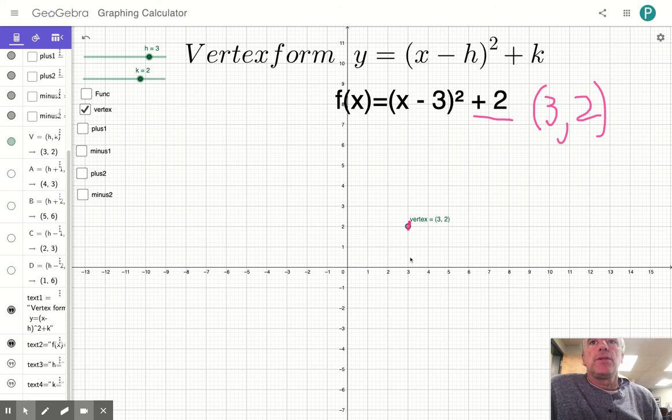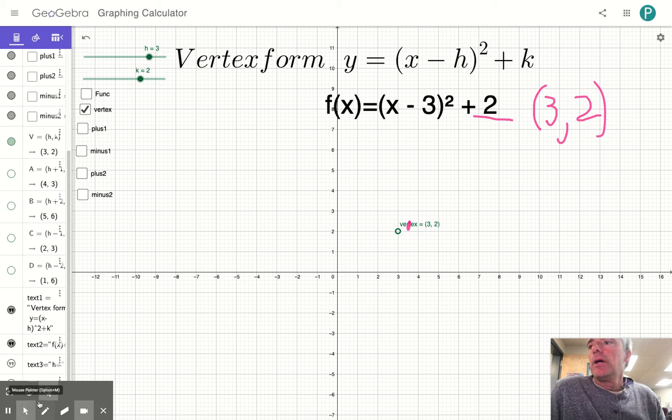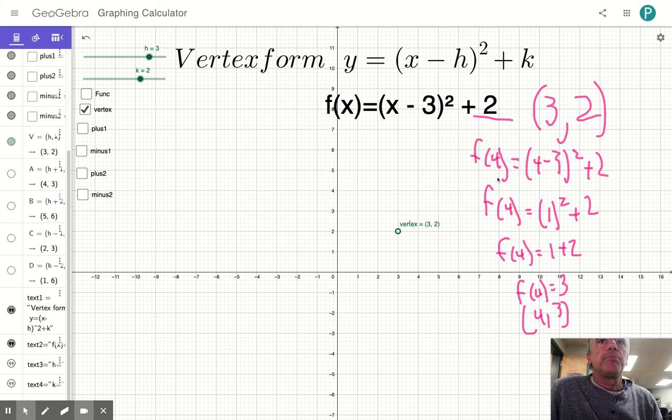Now what we're going to do is start plugging in values around there. Since my x coordinate is 3, probably a good place to start would be to plug in a value that's 1 greater than that. So 1 greater would be this 4 value, and now I'm going to plug that into the equation. I plugged in 4 because it's 1 greater than the x value of the vertex. 4 minus 3 is 1. 1 squared is 1. Plus 2 is 3. And so I plugged in a 4 and I got out a 3. And that is this point right here.